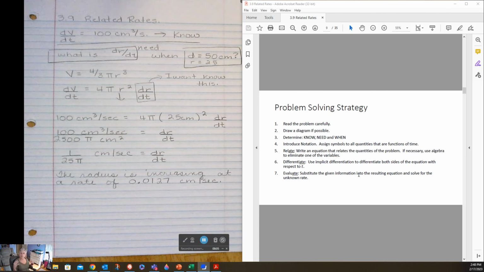So here's our problem-solving strategy. Read it carefully. If you can draw a picture, draw a picture. Now, a picture of a balloon that I draw would not be helpful at all, so I didn't even try to draw that. Write down your know, need, when, and introduce your notation. Assign symbols to all quantities that are changing over time. And then you relate, differentiate, evaluate. And you got it.